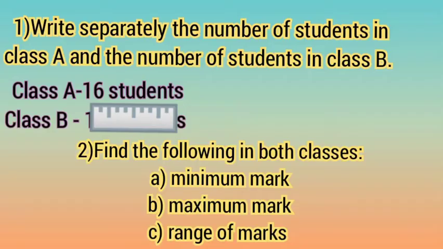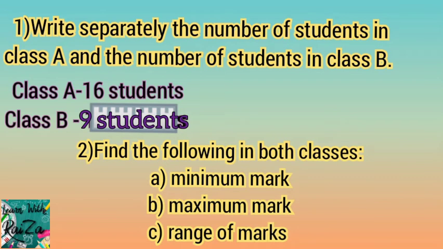Yes, 9. So children, when the number of items is to be counted, you can count the things on the leaf side. Right? Now the second question. Find the following: minimum mark, maximum mark, and range of marks of both classes.